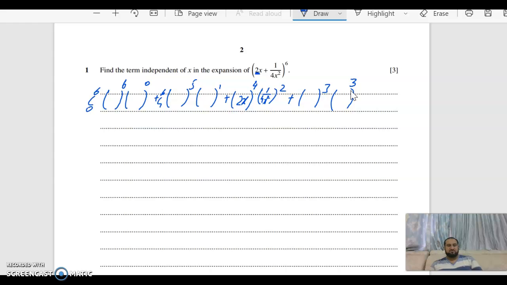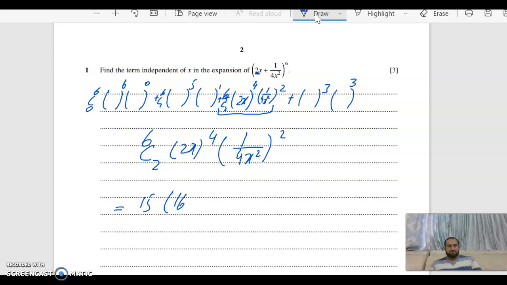Since this is 6C0, 6C1, and this is 6C2, this is the term from which we can get the term independent of x. So 6C2 times (2x) to the power of 4, times (1 over 4x squared) to the power of 2. Now we can calculate 6C2, which is 15. Expanding, 2 to the power 4 is 16, x to the power 4, times 1 over 4 squared, which is 16, and then x to the power of 4.